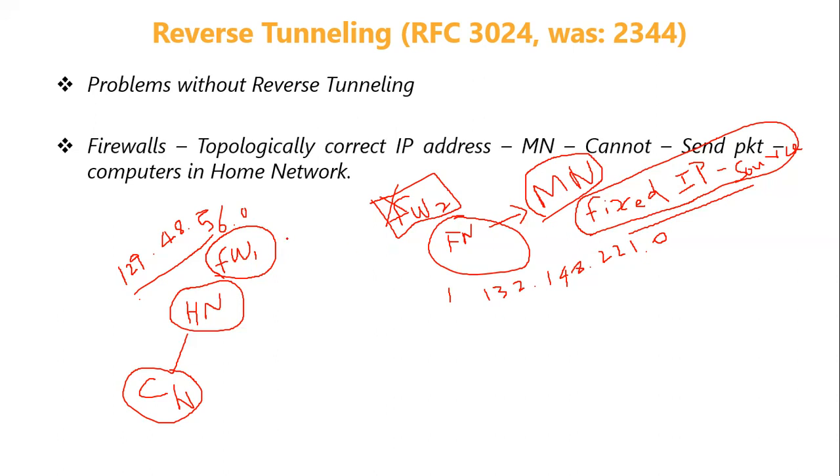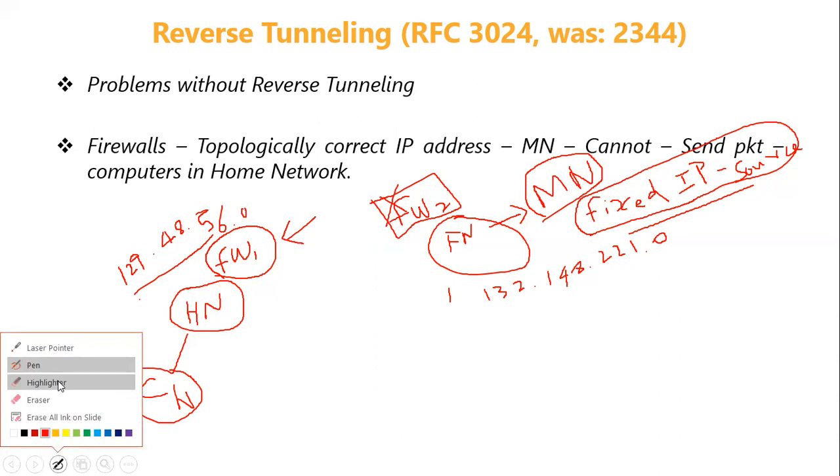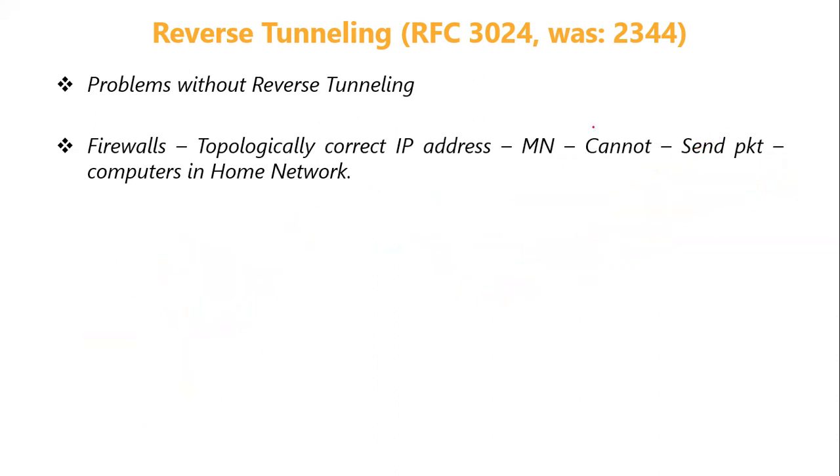Somebody is trying to pretend as if they are communicating within the network, and they are trying to cheat the firewall. Like that, this firewall will think, and it will not allow that communication. So the point here is not only the destination IP address, but the source IP address also matters. This is one of the reasons why the mobile node cannot communicate directly with the correspondent node, because of the firewalls. So this is one of the reasons why reverse tunneling is required.